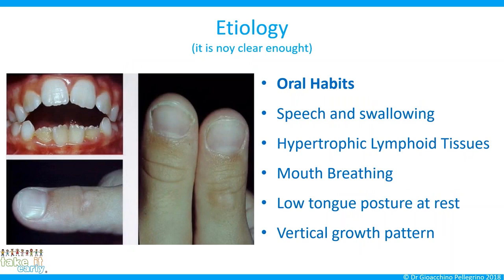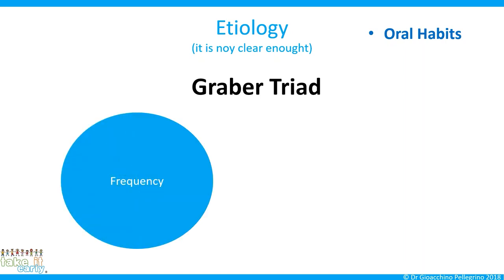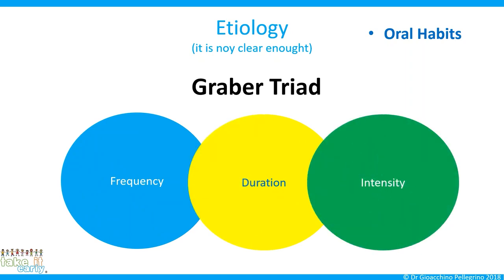But if we come back to etiology, we can see that the etiology of the open bite is very wide, and perhaps it is not completely clear. We know that the oral habits are very important to create an open bite, but not only. We need oral habits that are long enough in frequency, duration, and intensity, because only when all these three parameters are increased enough will we have consequences on the structure of the teeth.